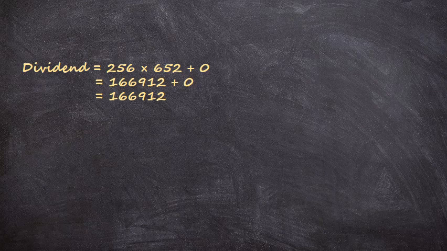So when we multiply 256 by 652, we get the answer as 1,66,912. And on addition of this number with 0, we get the same number, 1,66,912. So this is the required number which when divided by 256 gives 652 as quotient and 0 as remainder.